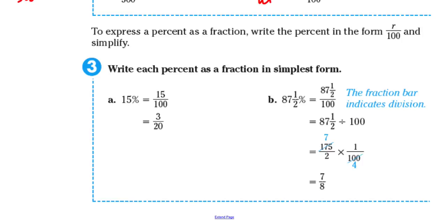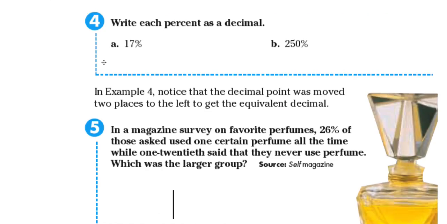And final example. Write each percent as a decimal. Actually, we have 2 more examples. So we want to express this as a decimal. This is easy enough. When you're expressing 17% as a decimal, this is the same as 17 over 100 or 0.17. Another easy way of doing this is simply moving the decimal point 2 spaces to the left. So you have 17, and the decimal is there. Since you're dividing by 100, you move it 2 spaces to the left, and you end up with 0.17.